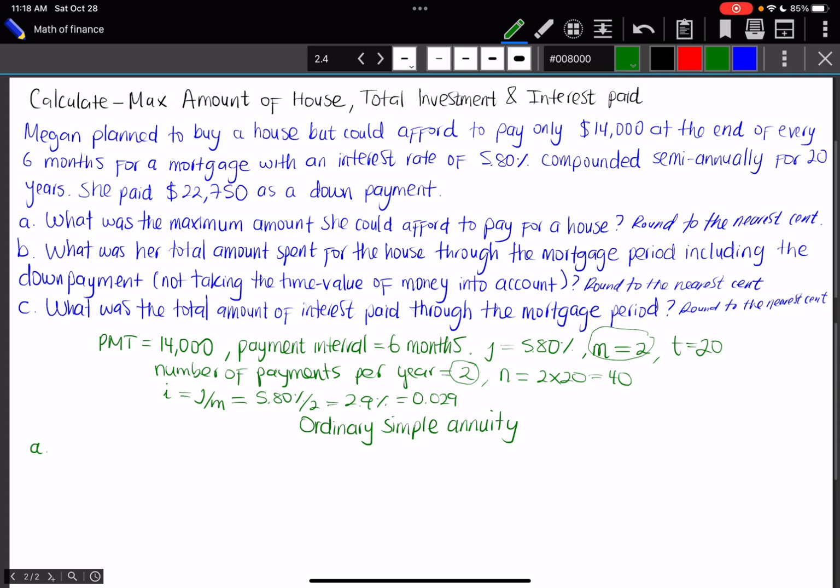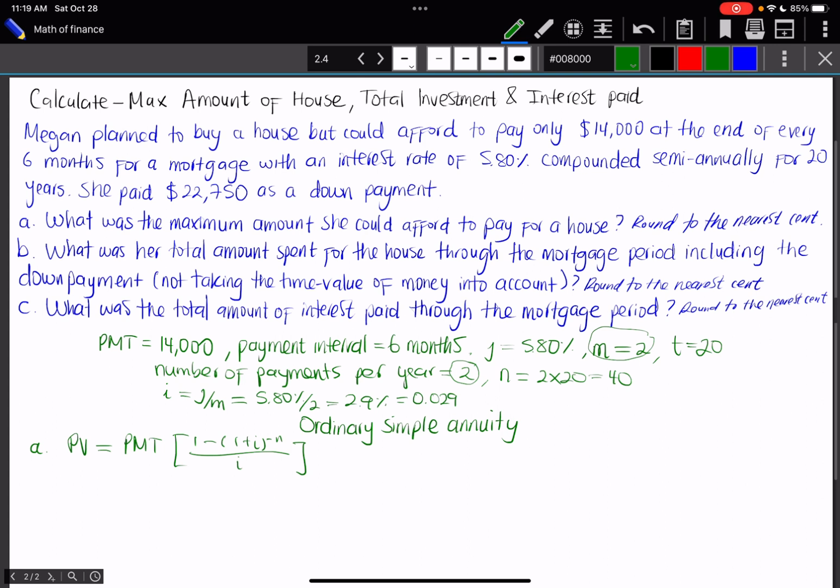Now there is a simplified formula used in present value calculations. In the case we have ordinary simple annuities, that formula tells us that the present value of an annuity equals the periodic payment, PMT, multiplied by 1 minus (1 plus i) to the negative n, divided by i, where n is the number of payments during the term, PMT is the periodic payment, and i is the periodic interest rate.